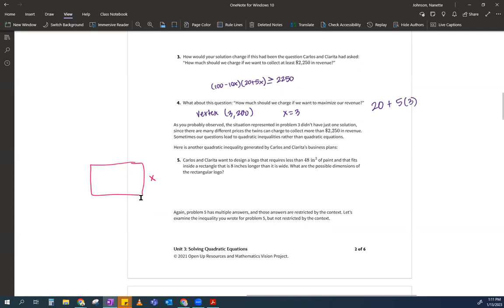Oh, it doesn't say 8 inches? I'm sorry. Yeah, someone said that it doesn't say 8 inches on Desmos. So if you guys can fix that. Yeah, it would be X plus 8.